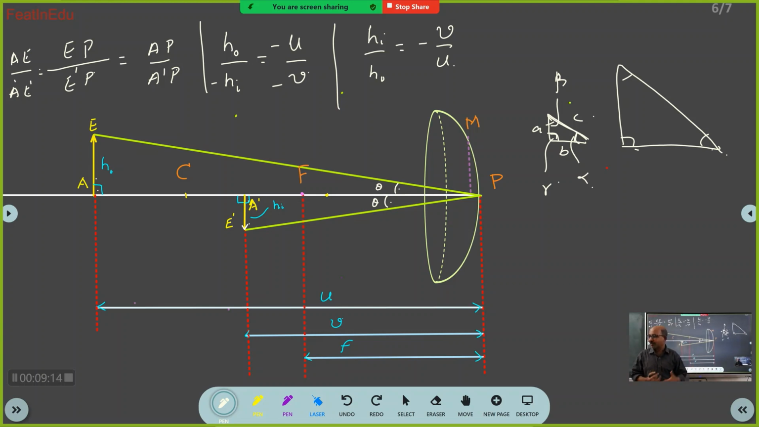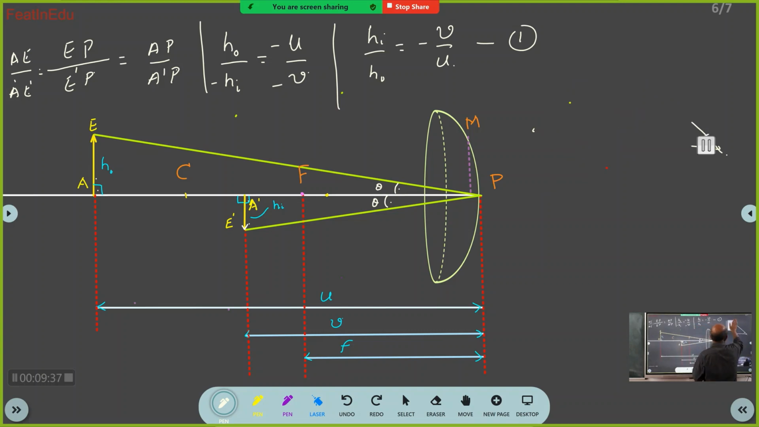This is the purpose. We are going to define one physical quantity. Image is magnified, by how much? HI upon HO. We get a physical quantity. Okay? V by U. This is standard format of putting. Minus V by U. Okay? Got it? Yes, sir. All of you? Yes. So we got the first relation. This is the standard form in which we write, sir. It is the standard form in which we write.